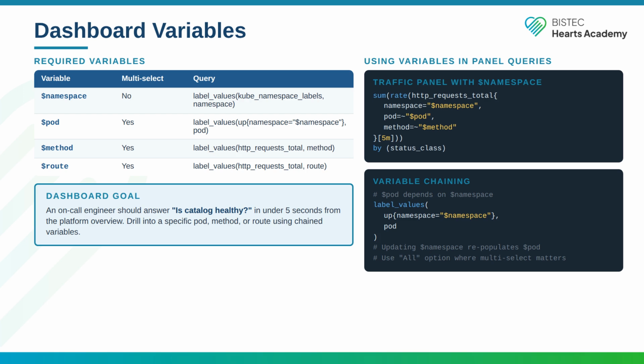The 3 example panel queries on the slide show the variable injection syntax. Namespace, pod, method, where the variable names resolve to the dropdown-selected values at render time. The acceptance criterion for the dashboard deliverable is this. Selecting all namespaces should give a platform overview. Selecting a specific namespace should drill down to that service's metrics. The platform overview must answer, "Is everything healthy?" in under 5 seconds.